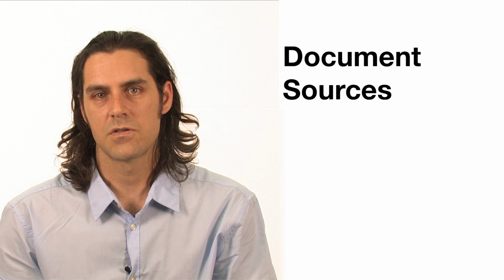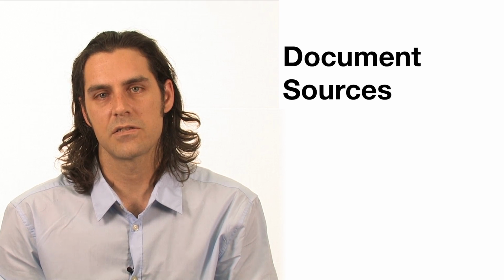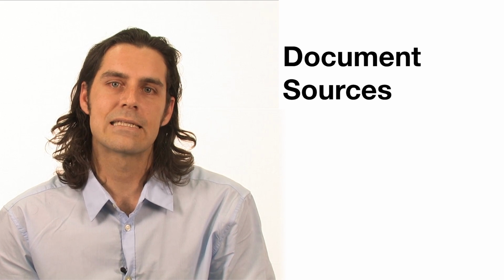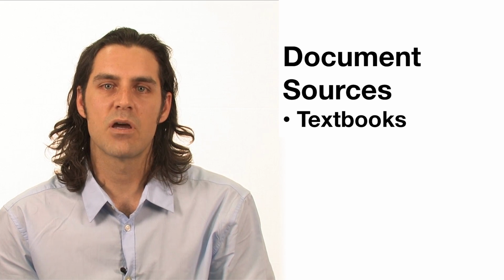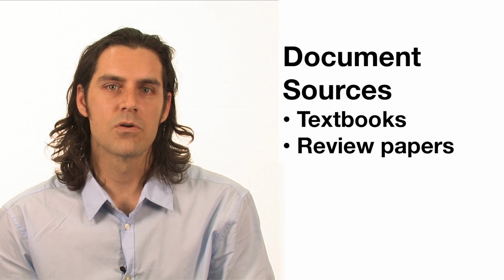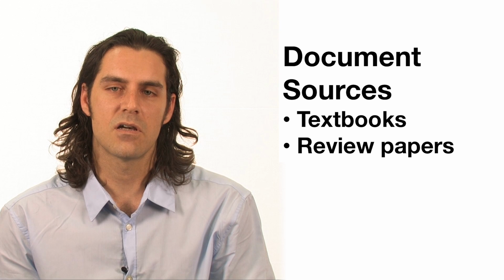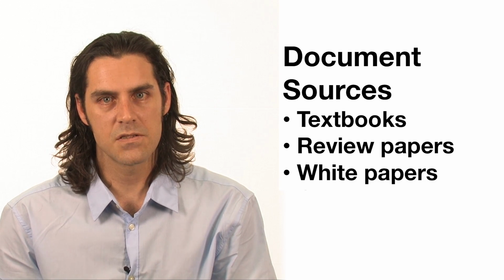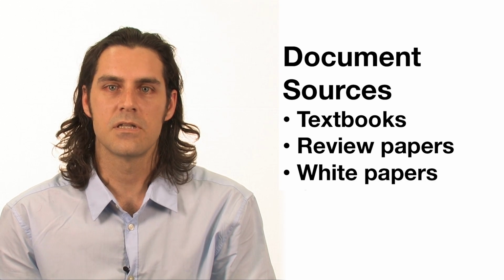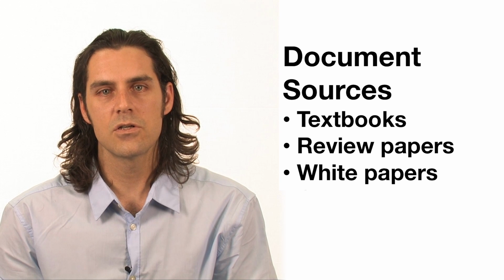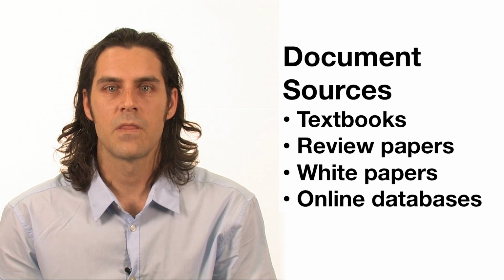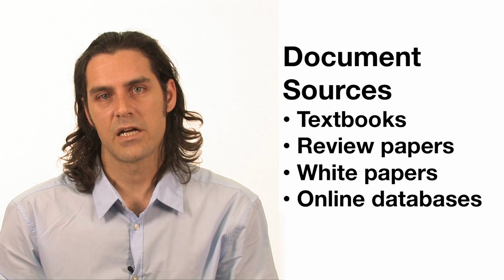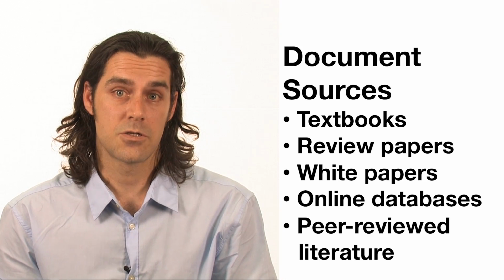Luckily, we have a couple lists of better sources that you can use to start your project. The first place you might want to start is a textbook, which includes relevant topics about your project. Another place might be a review paper or simply an overview of the topic itself. There are also opinion pieces written by experts in the field, and these are called white papers. There are also databases that could be project-specific that you could use. Finally, another type of document is peer-reviewed literature.